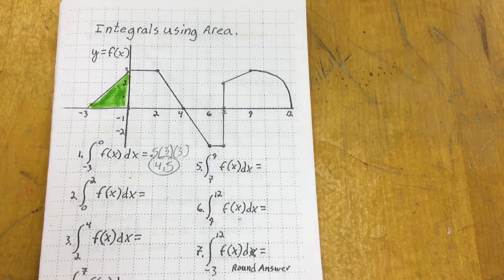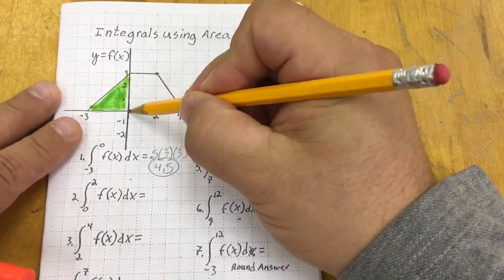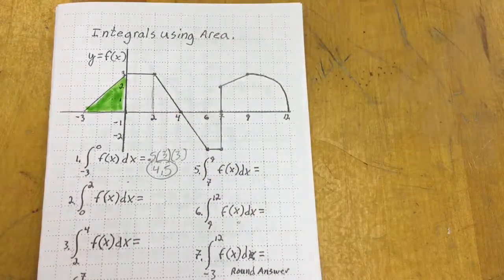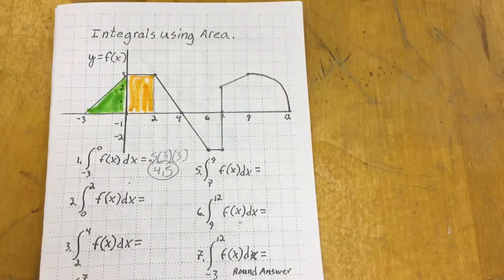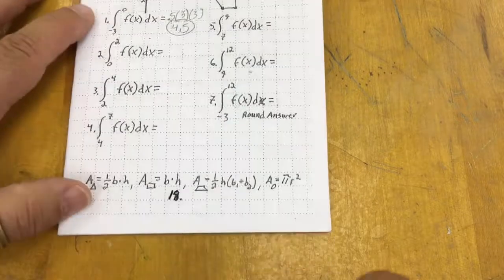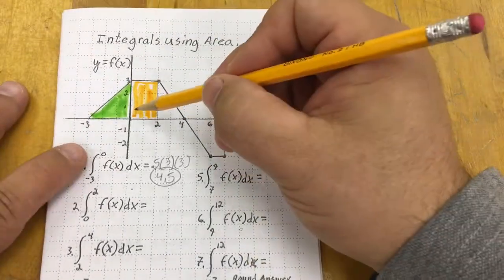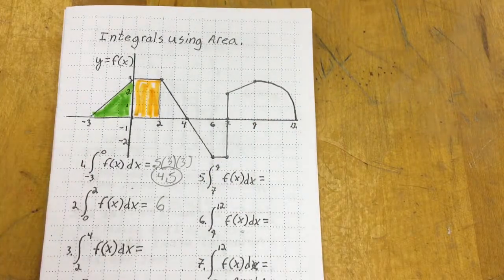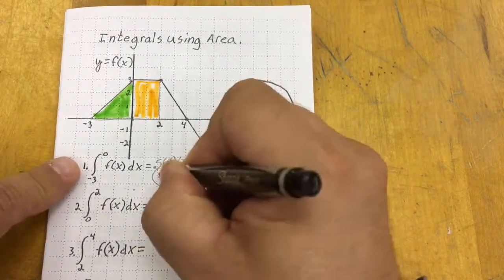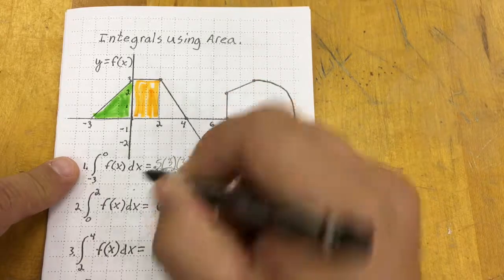Now I want to find the area from 0 to 2. X equals 0 to x equals 2. And that will be the area of this rectangle. And that formula is just base times height, or I can just count the squares. 1, 2, 3, 4, 5, 6. So that area is 6. I really like doing these. It's not that challenging if you understand the terminology that they're giving you.